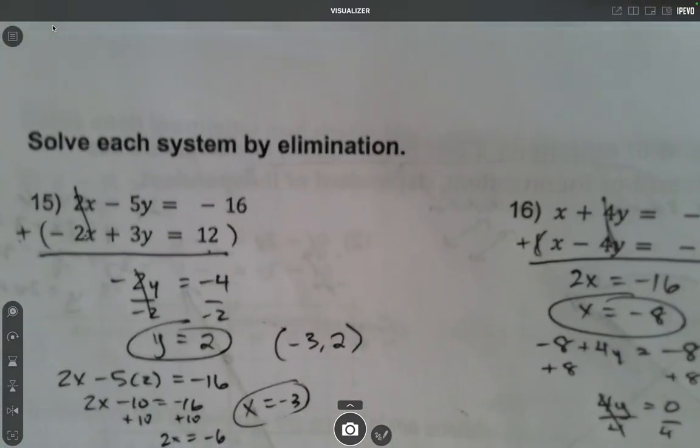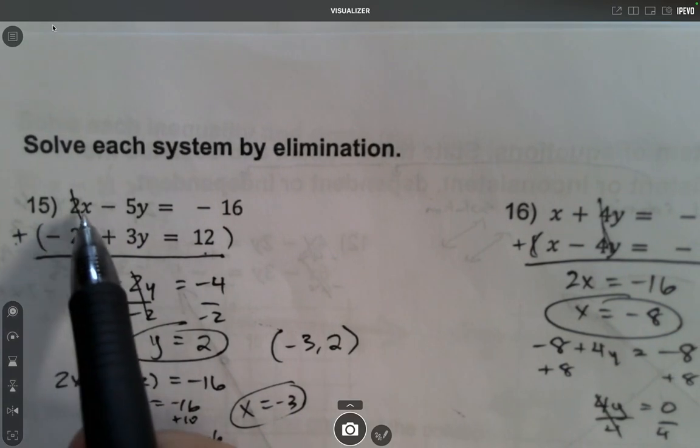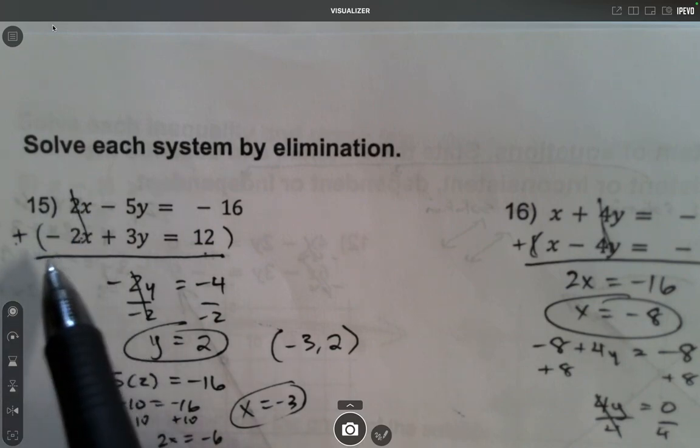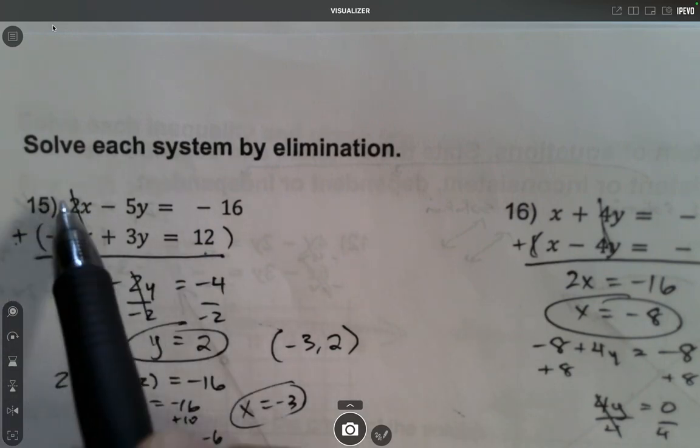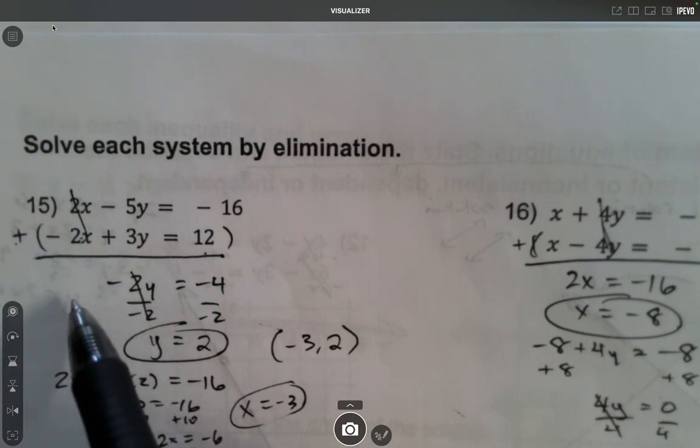Okay, so we're still solving a system of equations, but this time we're doing it with elimination. When we're doing elimination, we want things in standard form, and then add or subtract the two equations to make one variable disappear. So like on 15, we have a positive 2x and a negative 2x. So when signs are different, you can add the two equations together to make them disappear. Because 2x plus negative 2x is 0, it's gone.